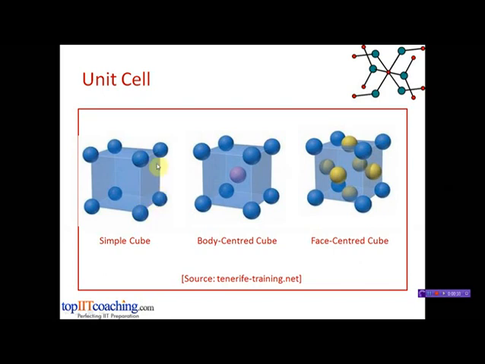This is a simple cube in which atoms are found at the corners of a cube. This is a body-centered cube. As you can see, the atoms are found at the corners of the cube and also in the center of the cube. And in the face-centered cube, the atoms are found at all the corners of the cube along with the center of each face.